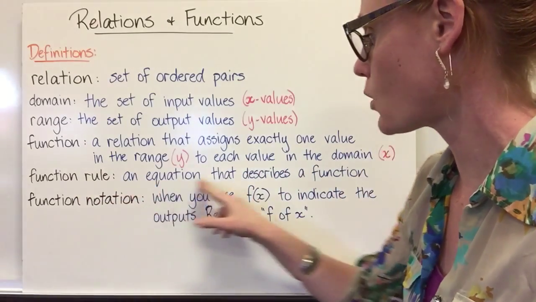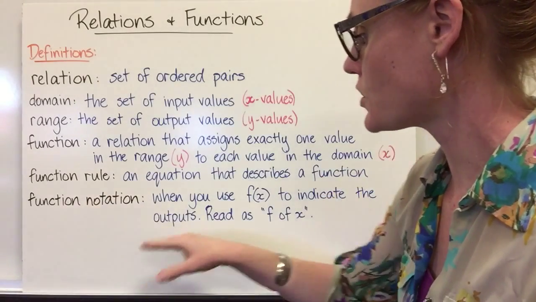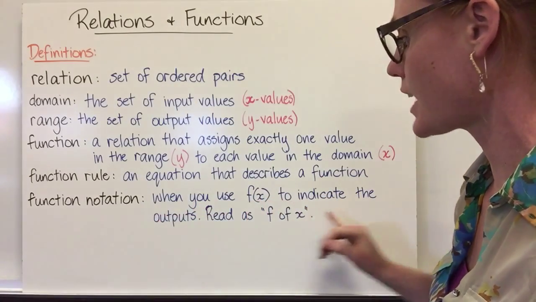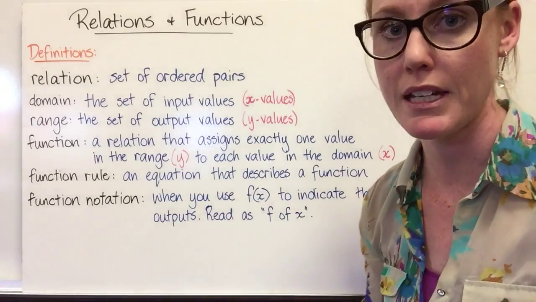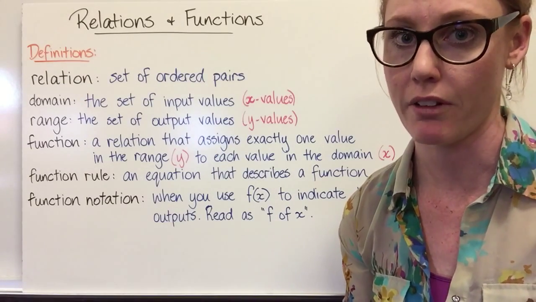A function rule is an equation that describes a function. And function notation is when you use f of x to indicate the outputs. And we read it as f of x. So basically it's the outputs or the range of our relation.